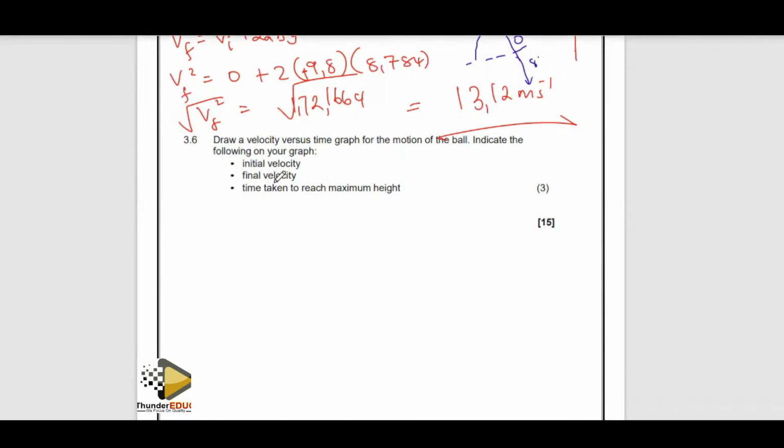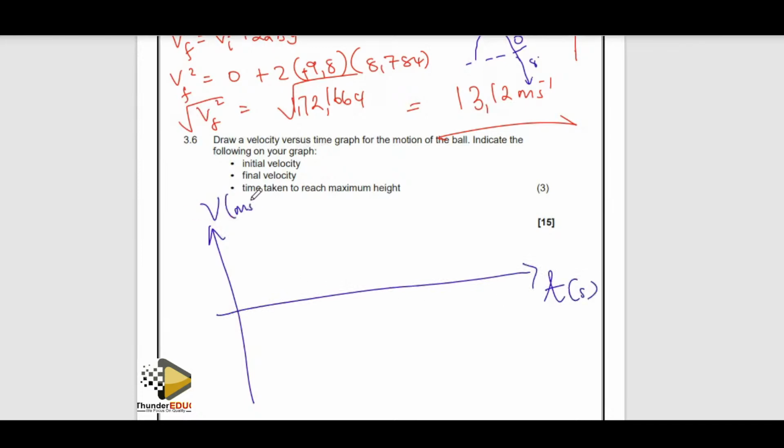Then 3.6, they want us to draw a velocity time graph. So if this is the velocity, and that is the time in seconds, velocity in meters per second of the motion of the ball, indicate the following: initial velocity, final velocity, and the time taken to reach the maximum. So our initial velocity, we said, was 3.92, and the final velocity, we said it's 13. We said at maximum, the time was 0.4.